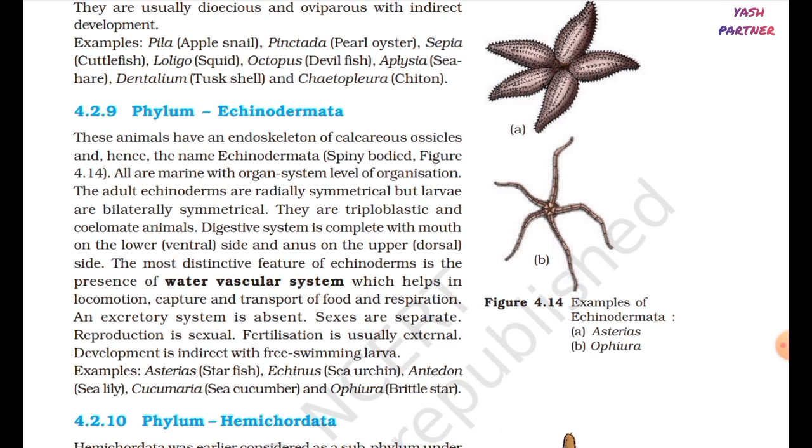The most distinctive feature of echinoderms is the presence of water vascular system, which helps in locomotion, capture and transport of food, and respiration. An excretory system is absent. Sexes are separate. Reproduction is sexual. Fertilization is usually external. Development is indirect with free swimming larvae. Examples: Asterias, starfish; Echinus, sea urchin; Antedon, sea lily; Cucumaria, sea cucumber; and Ophiura, brittle star.